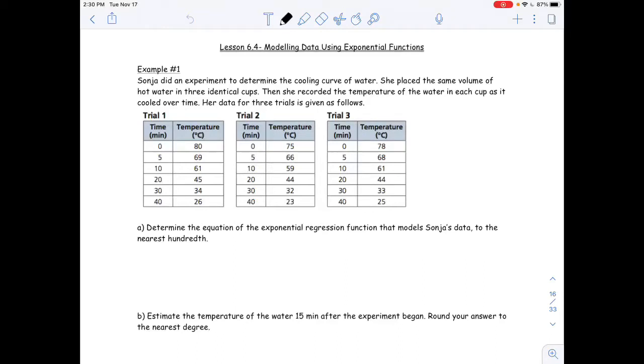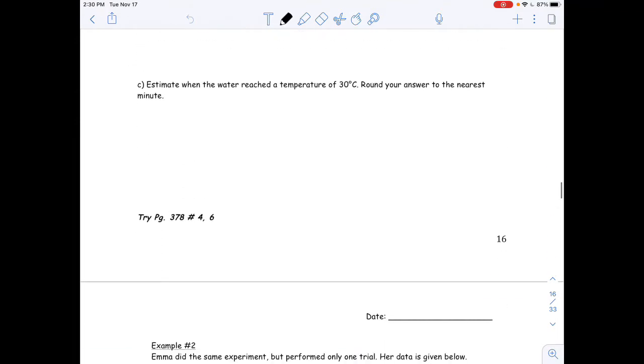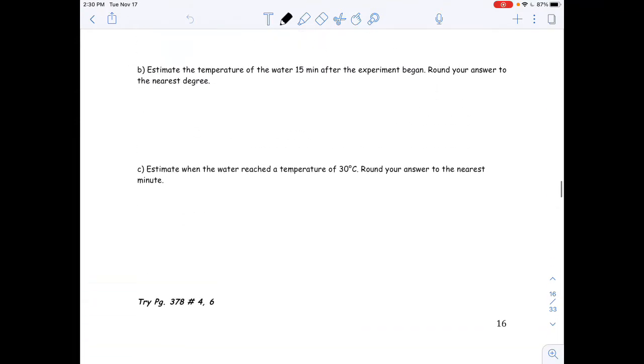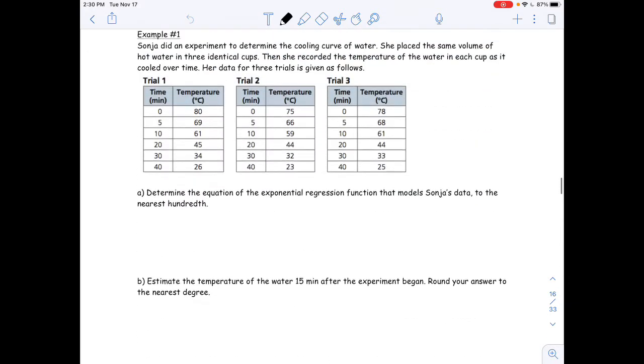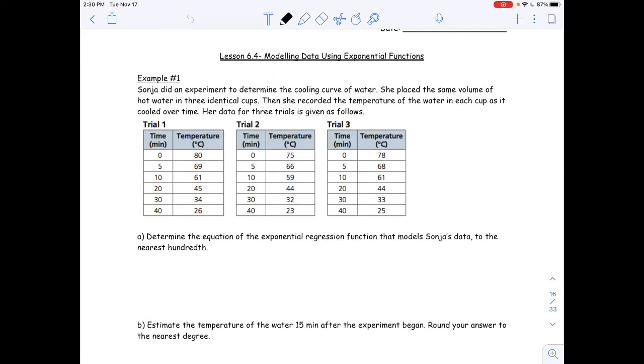Hey guys, we're going to do lesson 6.4, modeling data using exponential functions. So in your yellow booklets, you're on page 16. Okay, so lesson 6.4, modeling data using exponential functions.